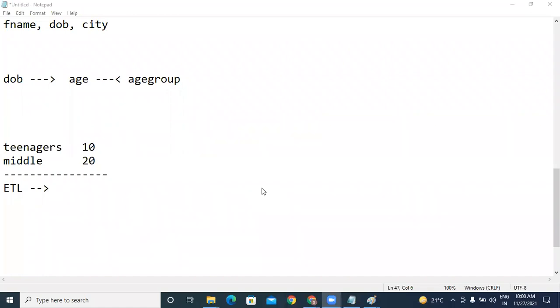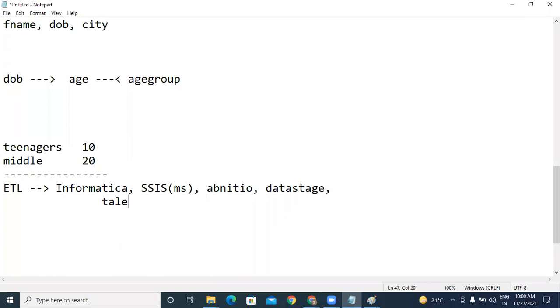Unmuting you, sir. What are the popular ETL tools? Informatica, SSIS. Ab Initio. SSIS is from Microsoft. DataStage. Latest things you are not saying, man. Alteryx, Talend, even Pentaho. In this way, many popular ones are there.